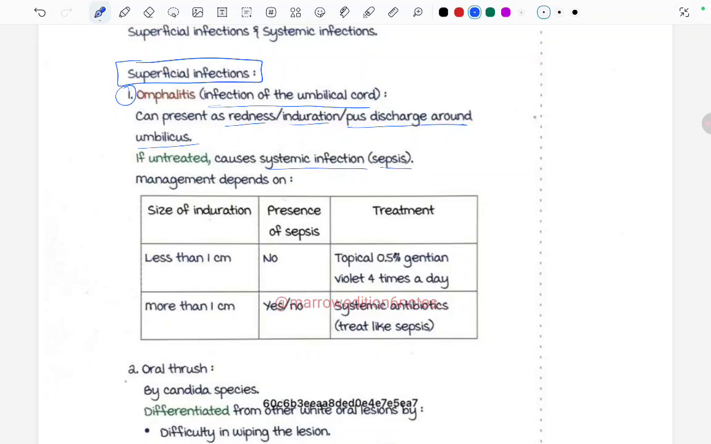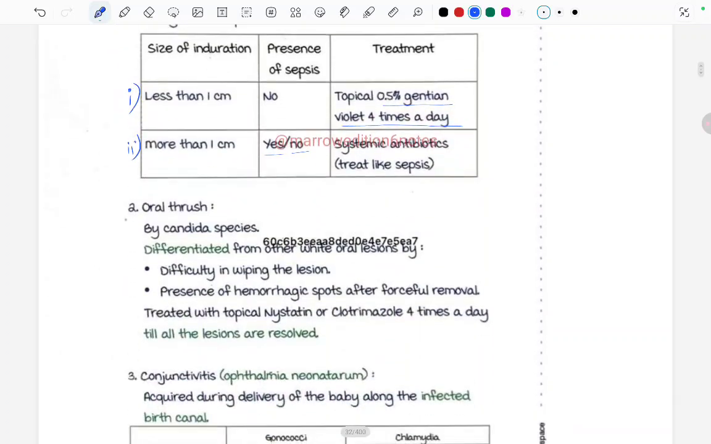So first one, if the size of induration is less than 1 centimeter and there is no sepsis, then we can use topical 0.5% gentian violet 4 times a day. And if the size is more than 1 centimeter of this omphalitis and there is sepsis, then we have to give systemic antibiotic and treat like sepsis. This was the first superficial infection, that is omphalitis.